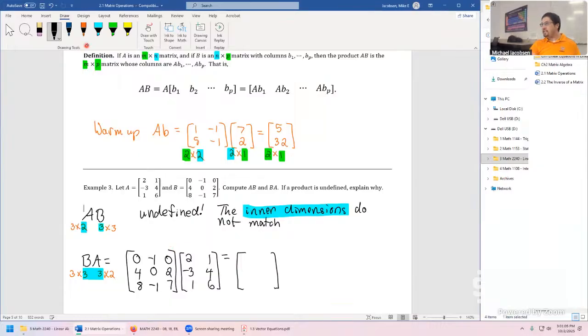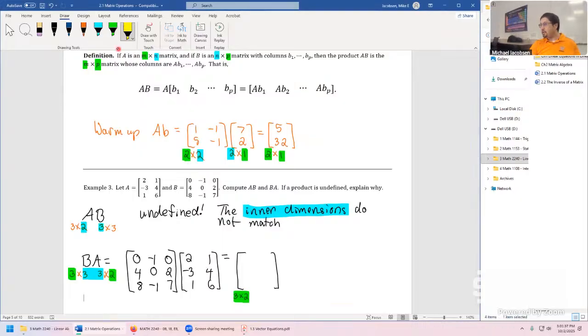We can automatically say that this is going to be a 3 by 2 result. That 3 and 2 came from the outer dimensions. This 3 and that 2. So now we have a size expectation of what we should get. And now finally, what I'm going to do for my matrix multiplication is just build out the columns, because that's what we're good at. That's what we've been doing in section 1.4, and it came up several times.